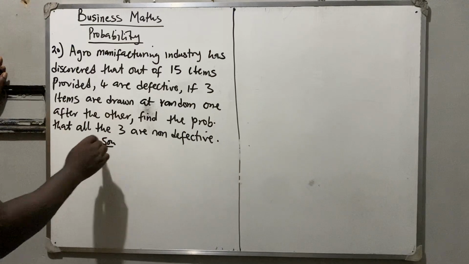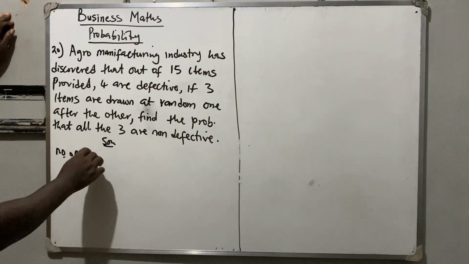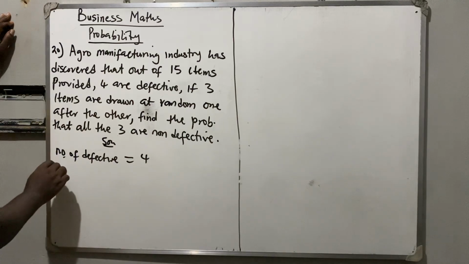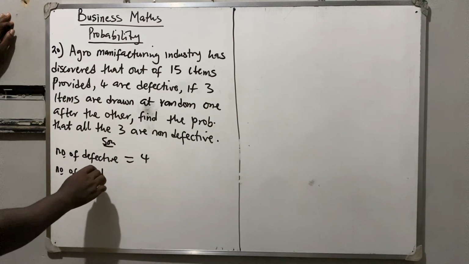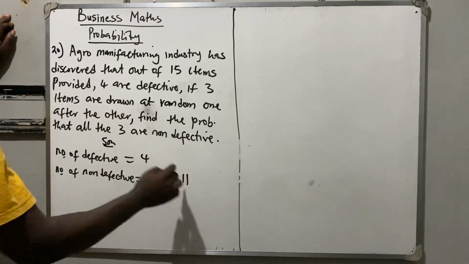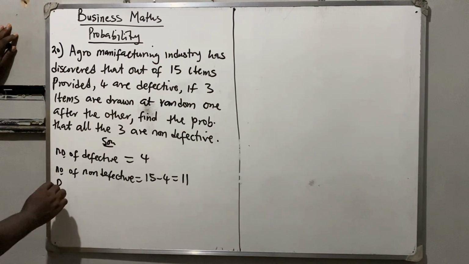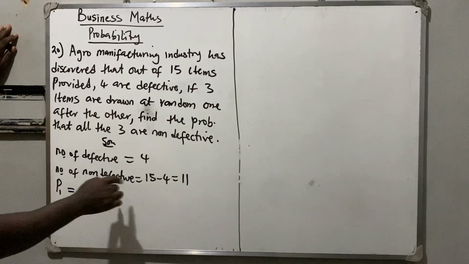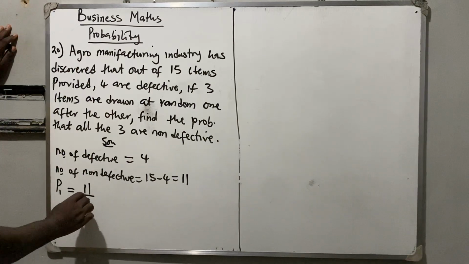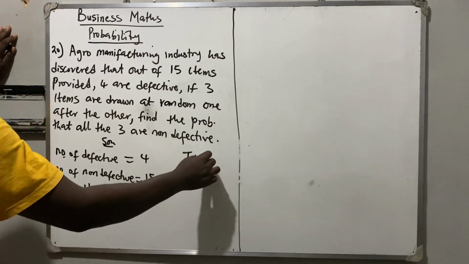So, solution. Now we know that the number of defective items is 4. So the number of non-defective will be the remaining, that is 15 minus 4, which gives you 11. So the probability of picking the first one, non-defective, is 11 over the total. Don't forget that the total is 15.